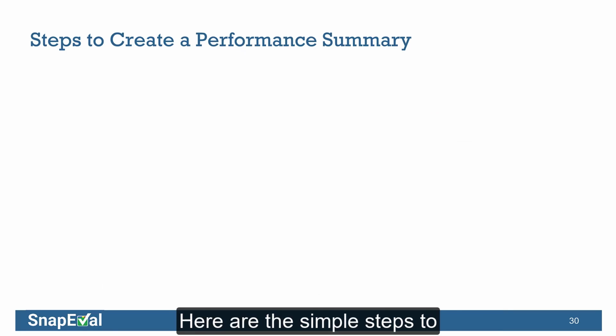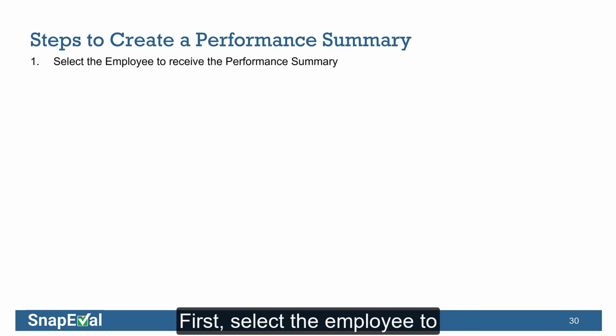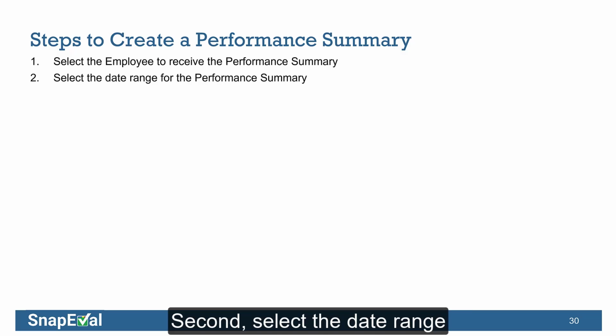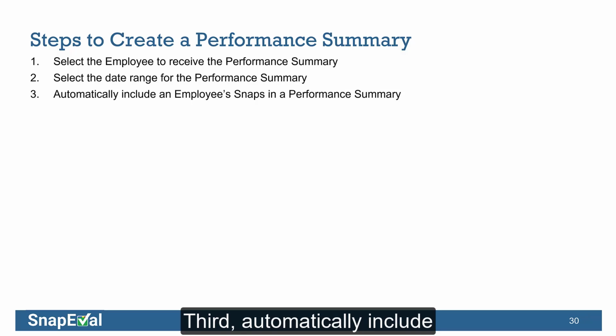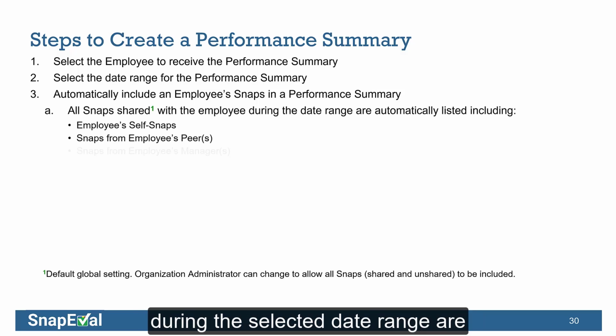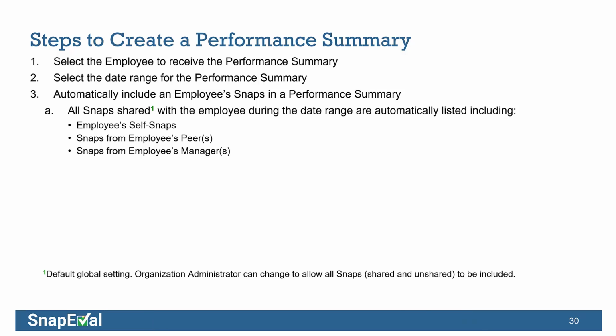Here are the simple steps to create a performance summary. First, select the employee to receive the performance summary. Second, select the date range for the performance summary. Third, automatically include the employee's snaps in the performance summary. All snaps shared with the employee during the selected date range are automatically listed, including the employee's self-snaps, snaps from the employee's peers, and snaps from the employee's managers.